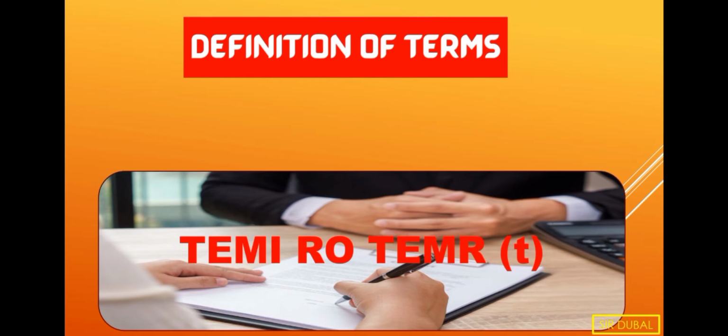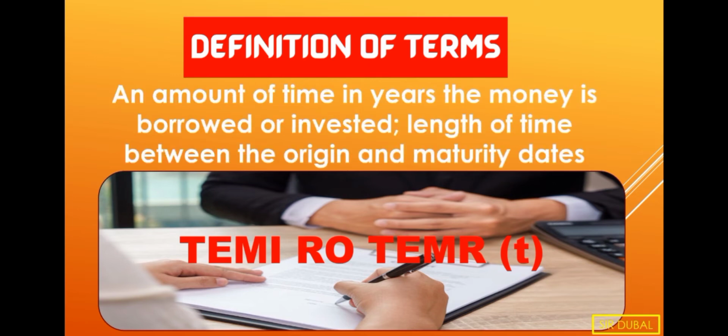TEMIROTEMR. It is an amount of time in years the money is borrowed or invested, or it is the length of time between the origin and maturity dates. What do you think that be? The answer is time or term.